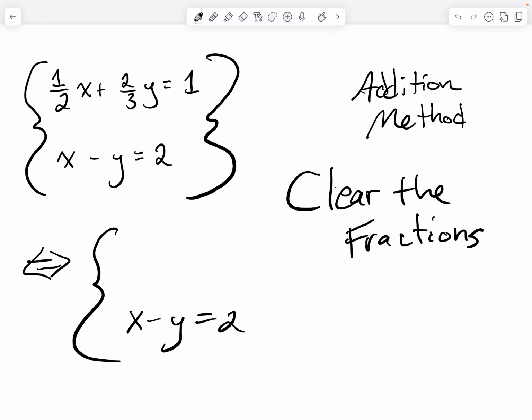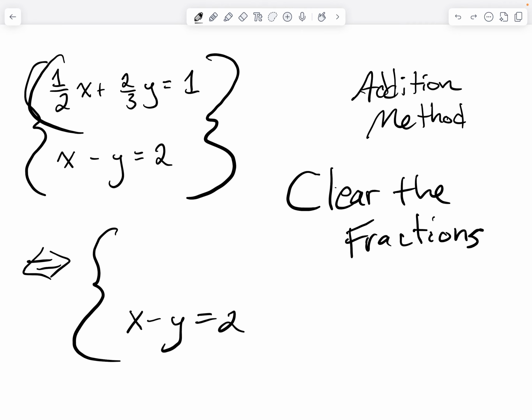So what we want is to get numbers here and here that are numbers that 2 and 3 will go into nicely. And we can adjust these as long as we do it to all three, everything on both sides. As long as we multiply everything, both sides, by a number, we get an equivalent equation.